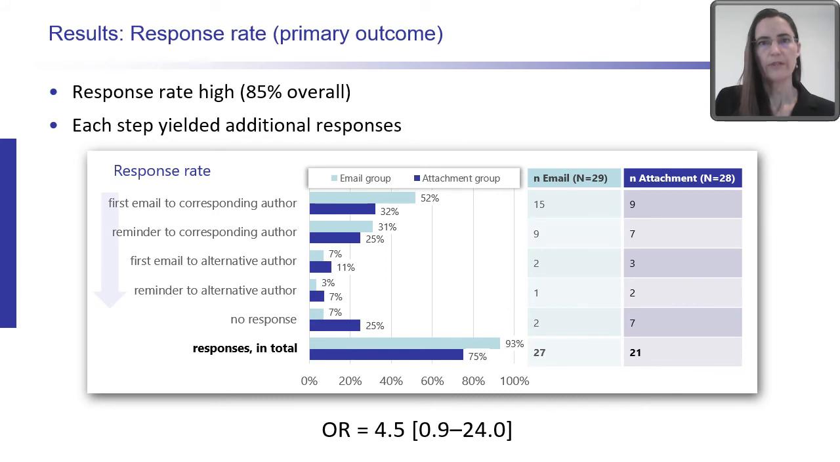Our primary outcome, the response rate, was high overall, and we found that each step in our process yielded additional responses, starting from the first email to the corresponding author down to the reminder sent to an alternative author. 2 authors in the email group and 7 in the attachment group did not respond, so that we ended up with an odds ratio of 4.5 in favor of email. Looking at the confidence interval, this includes both that email is substantially better and the possibility of little or no effect.